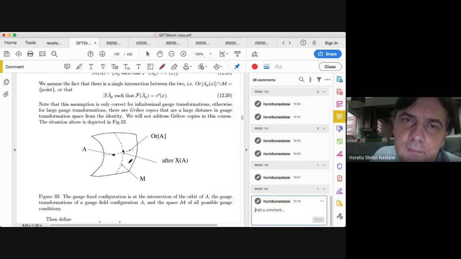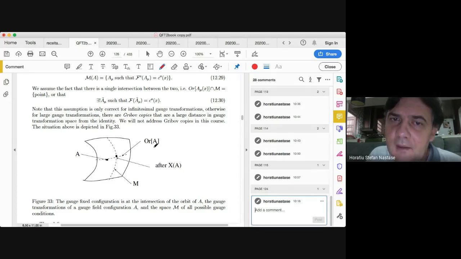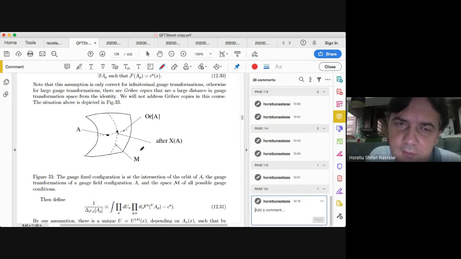Now, this is actually true only for infinitesimal gauge transformations. Otherwise, for large gauge transformations, as found by Gribov, there are so-called Gribov copies. The Gribov copies happen at a very large distance in gauge transformation space from the identity. So if you're interested in the total path integral over all fields, infinitesimal and otherwise, therefore in non-perturbative effects, then you have to consider also the Gribov copies, and that's a difficult issue which I will not talk about.